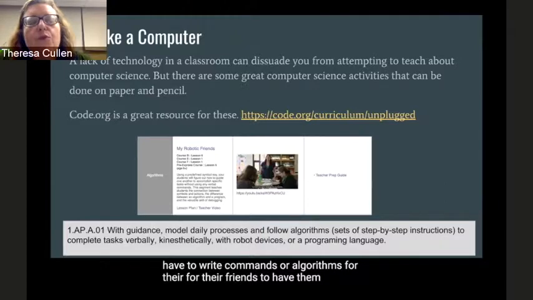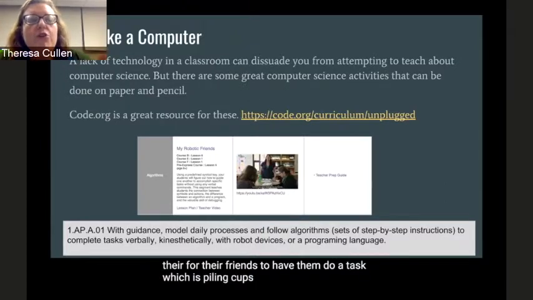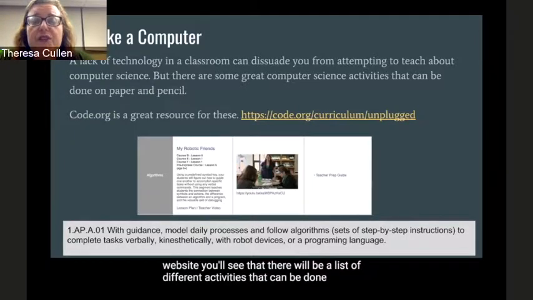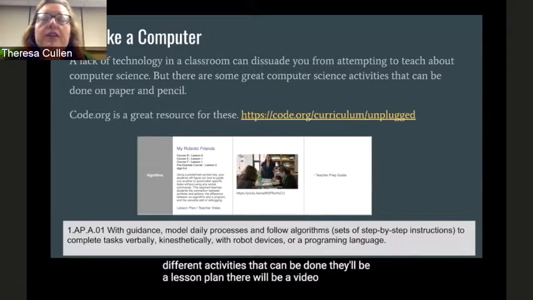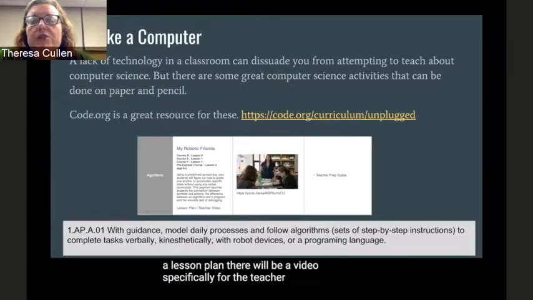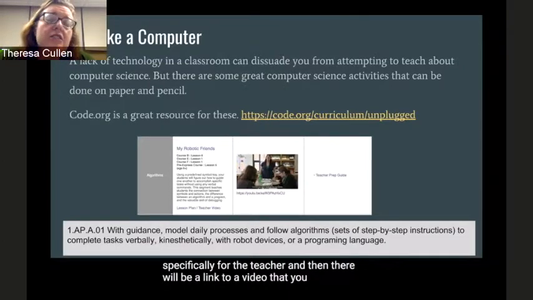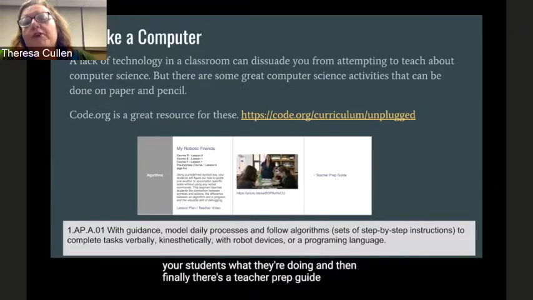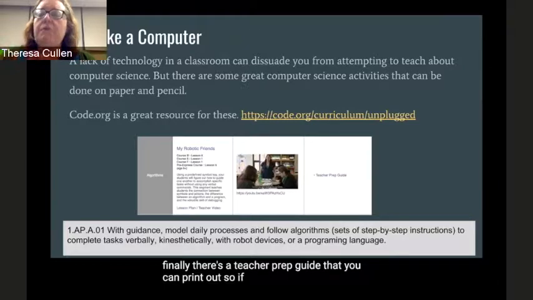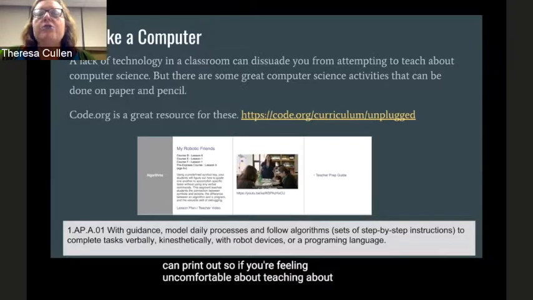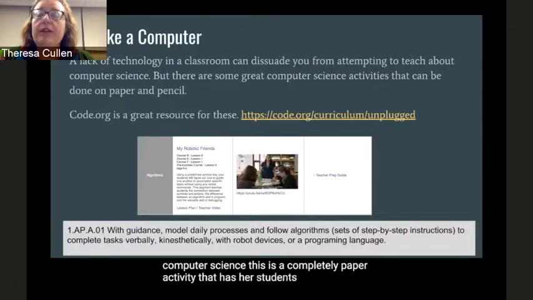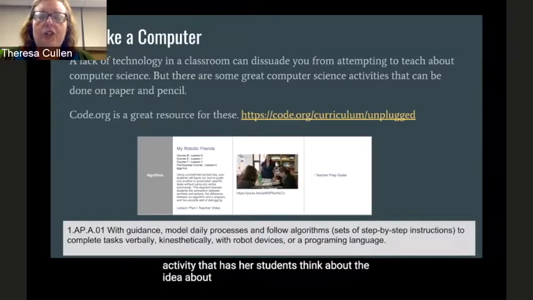When you go to this website, you'll see a list of different activities. There'll be a lesson plan, a video specifically for the teacher, and a link to a video that you could show your students of what they're doing. And finally, there's a teacher prep guide that you can print out. So if you're feeling uncomfortable about teaching computer science, this is a completely paper activity that has our students think about following an algorithm, or a set of step-by-step instructions.